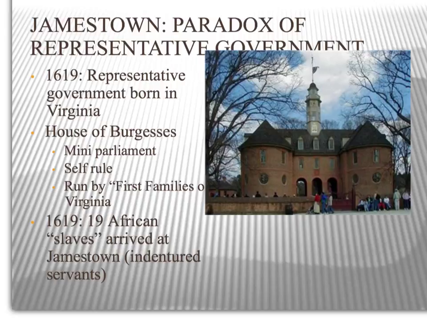Jamestown also was a paradox of representative government. Why? Because in the same year that representative government is born in Williamsburg, in Virginia, the first slaves are brought. So 1619, representative government born, the House of Burgesses. You see a picture of it here. It was a mini parliament. There was self-rule. It was run by the first families of Virginia, which essentially was the wealthiest Virginians. And like I said, in 1619, 19 African slaves arrived at Jamestown. They were more like indentured servants, right? But again, in the same year that representative democracy is sort of started in Virginia, you get these African slaves.